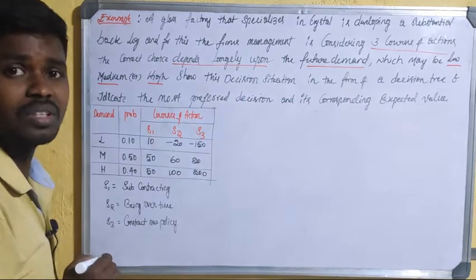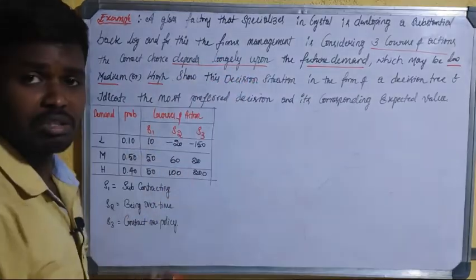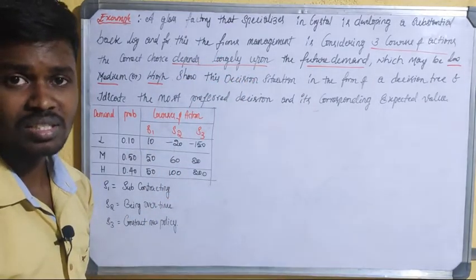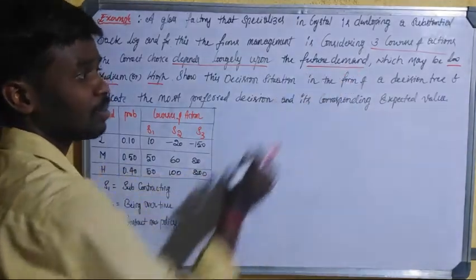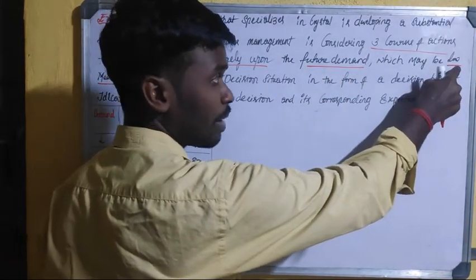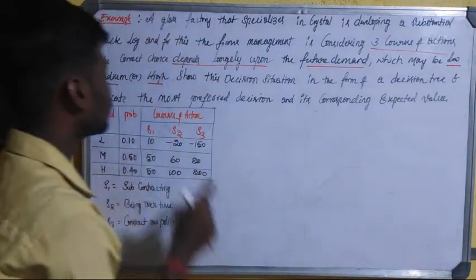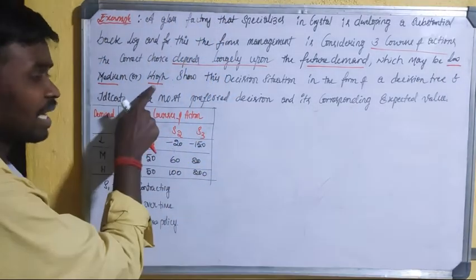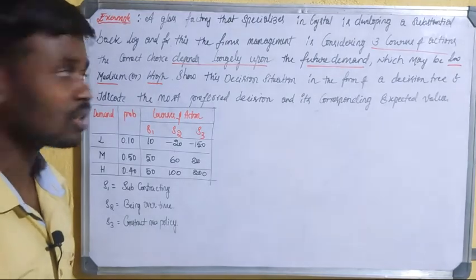So under the 3 alternatives, how do we take the necessary decision, in the sense based on the future demand. The demand may be low, medium or high. When the demand is low, what kind of decision should we take, and next when it is medium and high, what kind of decisions should we take.